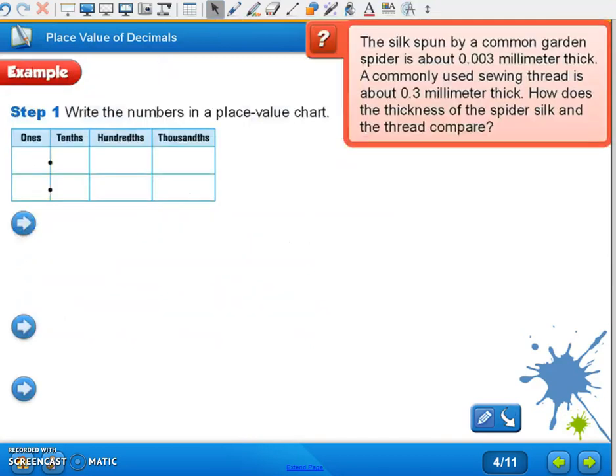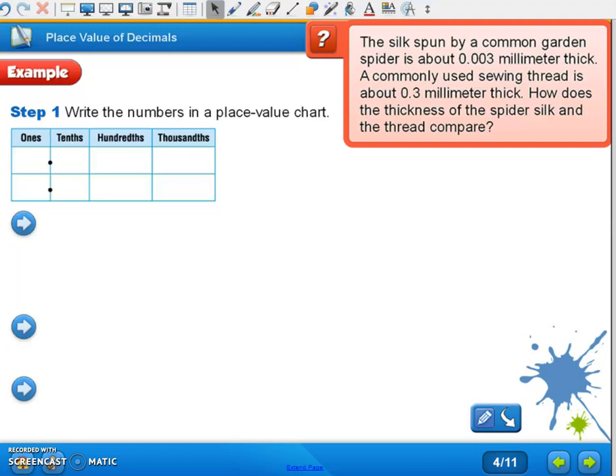Okay, now we're at the top of page 110, and we're going to practice using our place value chart. Here is our problem. The silk spun by a common garden spider is about 3/1000 millimeter thick. A commonly used sewing thread is about 3/10 millimeters thick. So threads that you see in your clothes are about 3/10 thick, and the thread of a spider silk is 3/1000. So think about that, how thin that would be.